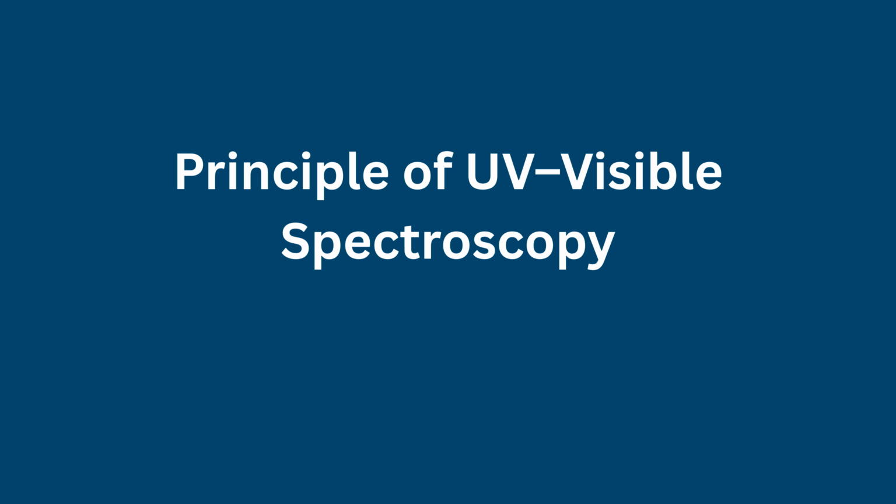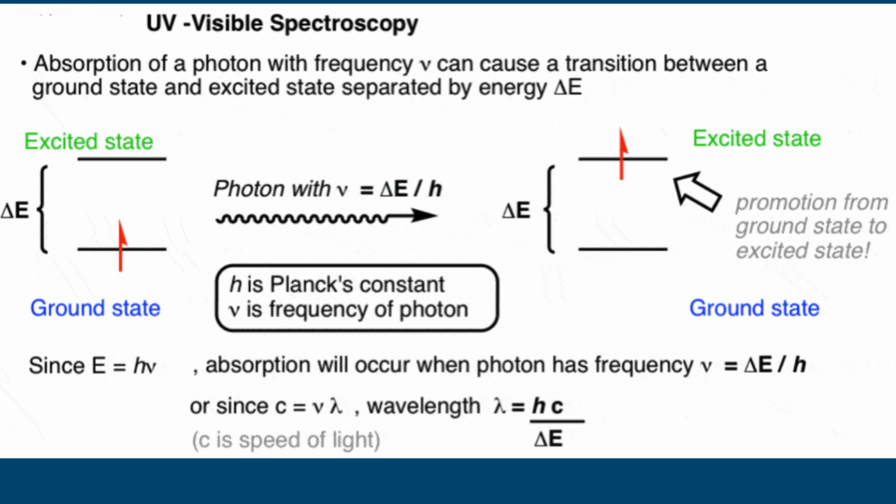Principle of UV-Visible spectroscopy. UV-Vis spectroscopy is based on the excitation of electrons from lower energy molecular orbitals to higher energy orbitals upon absorption of radiation. Absorption spectra arise when electrons transition from ground states to excited states, whereas emission spectra result from relaxation processes.